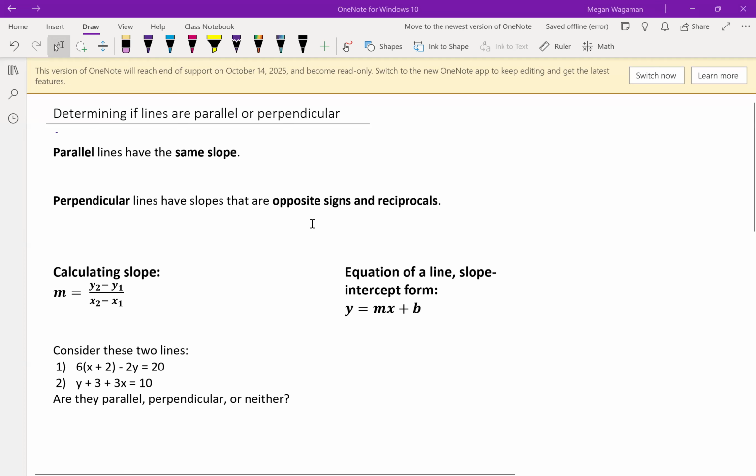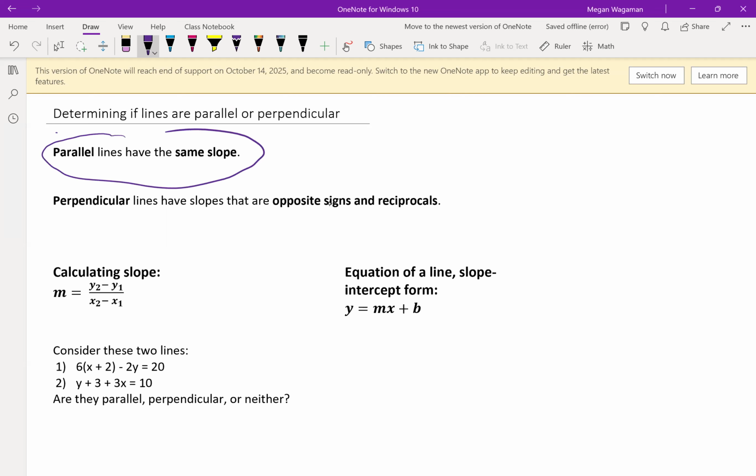Hi, in this video, we're going to look at determining whether lines are parallel or perpendicular or neither. So the key idea here is that if two lines are parallel, those lines are going to have the same slope. If they're perpendicular, they're going to have opposite signs and reciprocal.